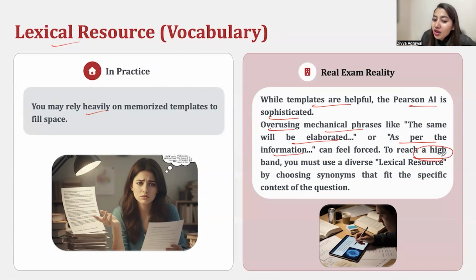Okay, so to reach a higher band you need to use diverse lexical resource, meaning varied vocabulary, and different words for different contexts. You need to also check the context in which you're using words. So start learning synonyms instead. Try to always learn synonyms. You must have a bucket full of different words, not just one or two words, but a variety of words present in your mind at that point of time, so that you can win the race. Okay, so this was about vocabulary.